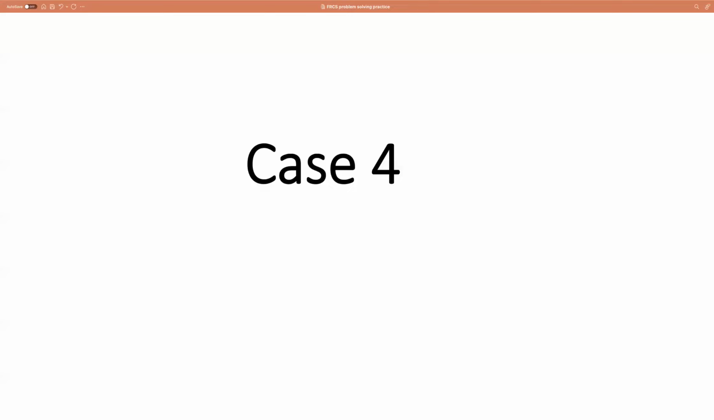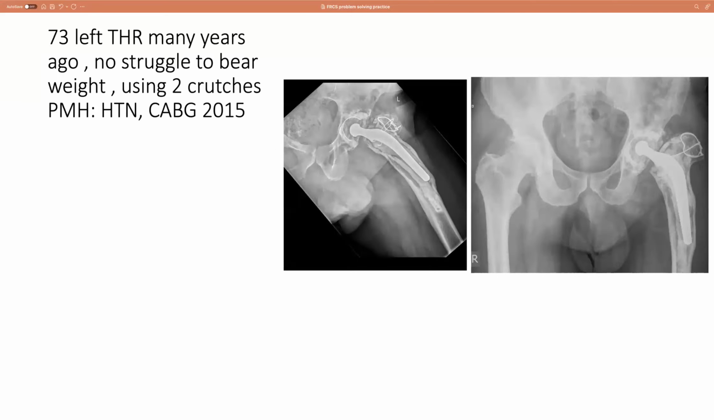Case 4. 73 years old, left total hip replacement many years ago. Now struggling to bear weight and using 2 crutches. Past medical history: hypertension, CABG 2015. Describe what you see. What are the important points in history you need to know?